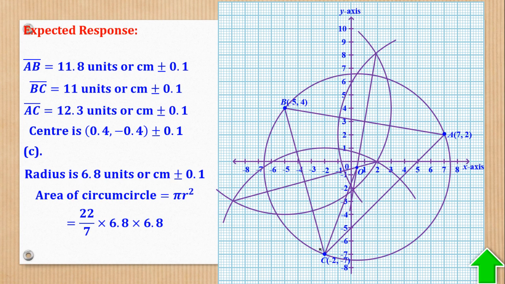So here they didn't give us the value for pi, meaning it is okay. One can choose to use 22/7, okay. Another can choose to use 3.14, it is okay. Another one can also choose to use the pi which is found on the calculator. All answers will be okay.